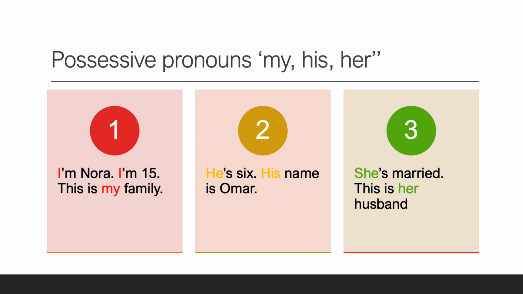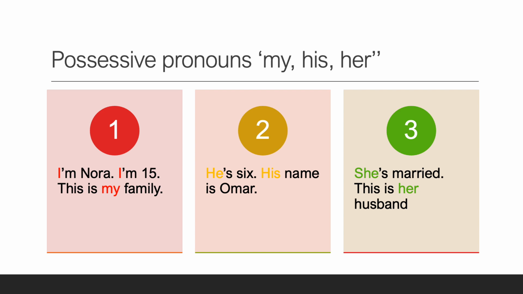So here I have I and my. If you're going to talk about something that belongs to you, you will say my family, my sister, my brother, my father, my mother, my mobile, for example.